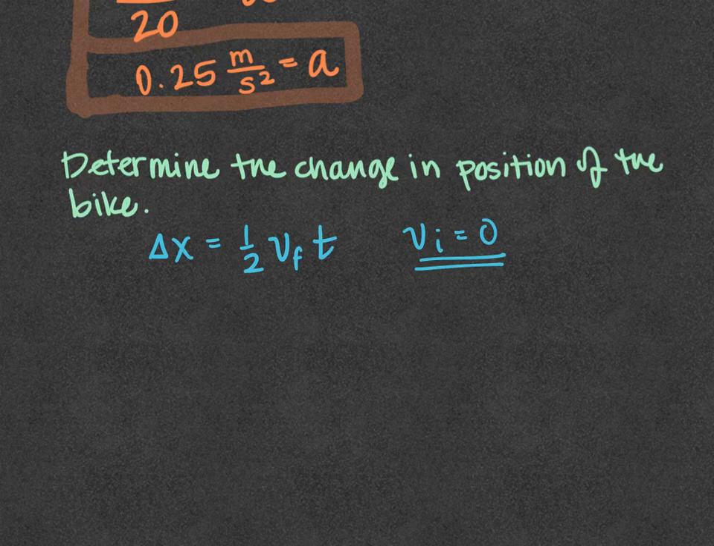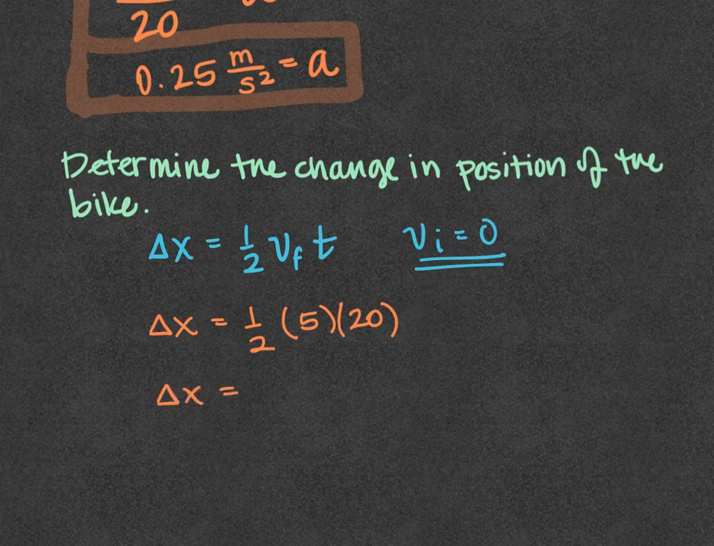So here I know the final velocity, I know the time, so my delta x will be 1/2 times my final velocity of 5 meters per second times my time of 20, and then that's my substitution. So then my final answer would be that delta x is equal to 50 meters. So I've shown the equation that I'm going to use, I've shown my substitution, and I've shown my final answer.